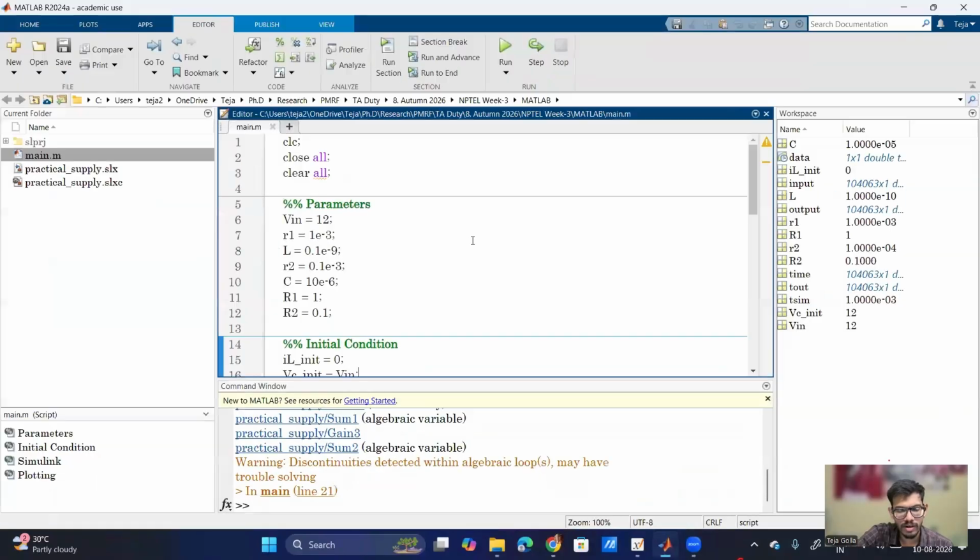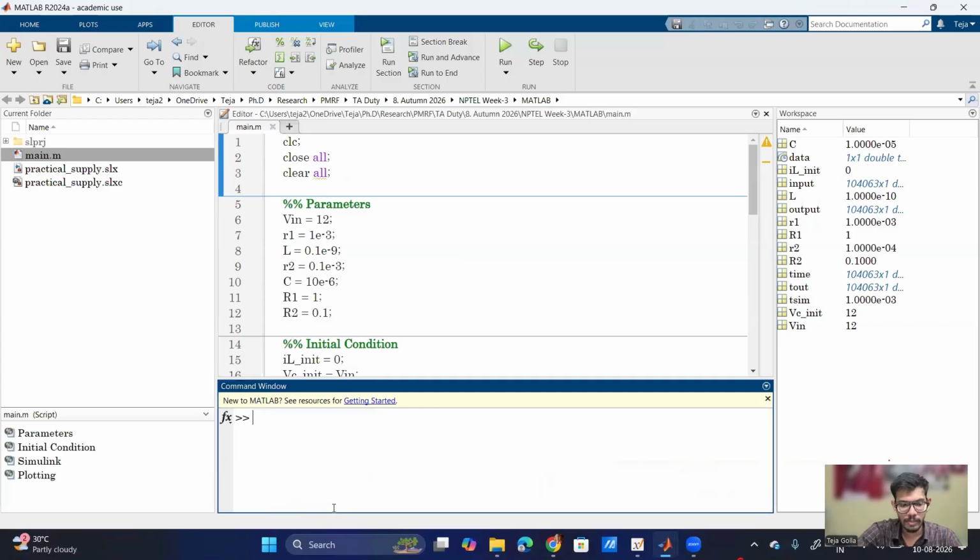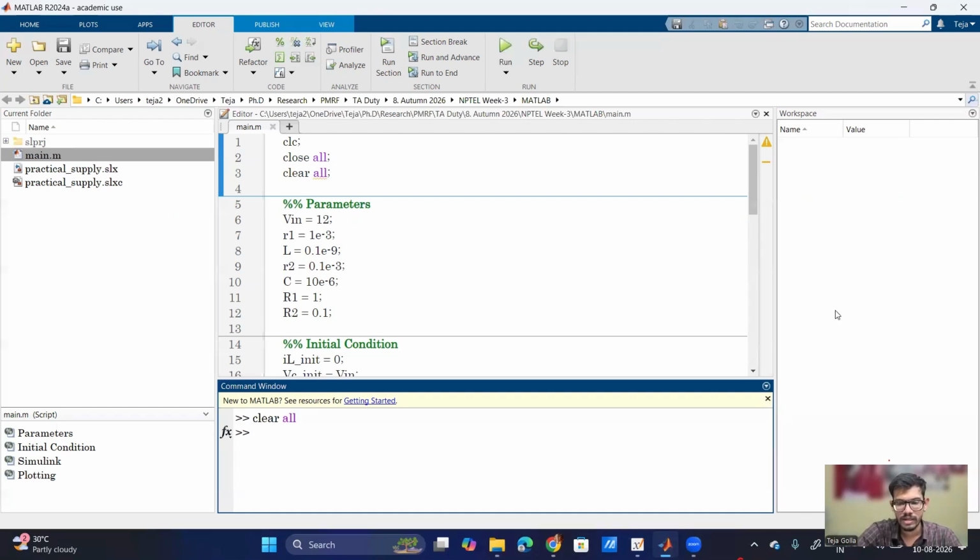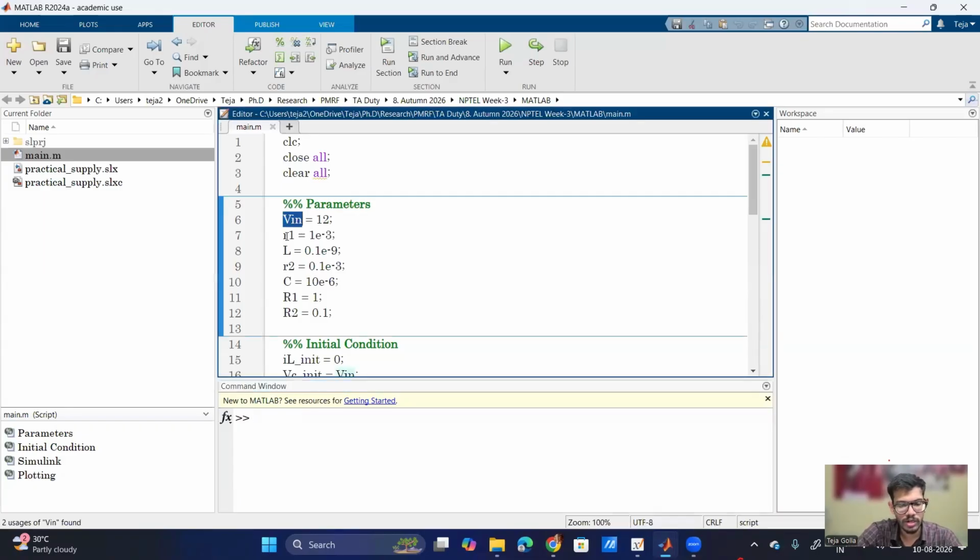So this is my workspace. I'll come back. Once I plot this, I'll explain. So this is clc, close all, clear all. clc is basically to clear the command window. Clear all will clear the workspace, whatever values are there. So this will be cleared, and then clc will clear the command window. So whatever parameters I have used, I have defined over here, like input voltage, inductance, capacitance, and the load resistances R1 as well as R2.